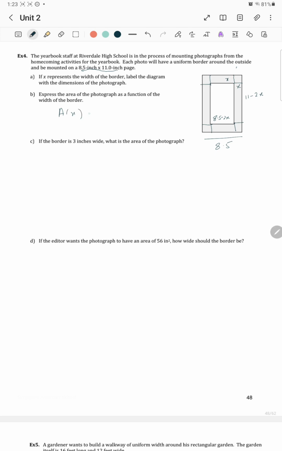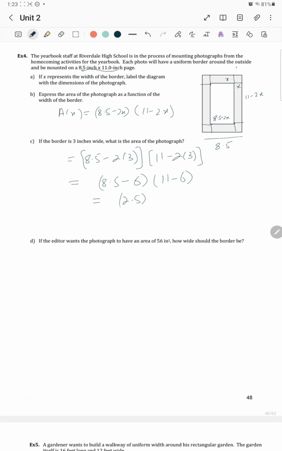Express area. If the border is 3 inches wide, what is the area of the photograph? If the editor wants the photograph to have an area of 56 square inches, how wide should the border be?